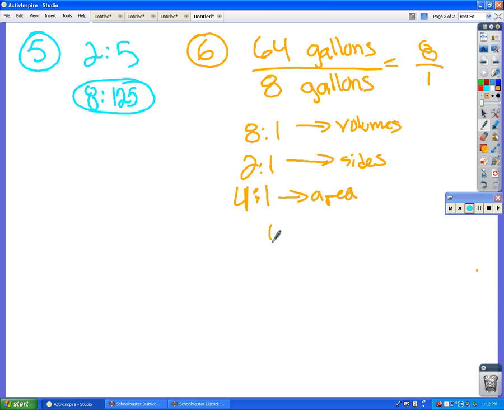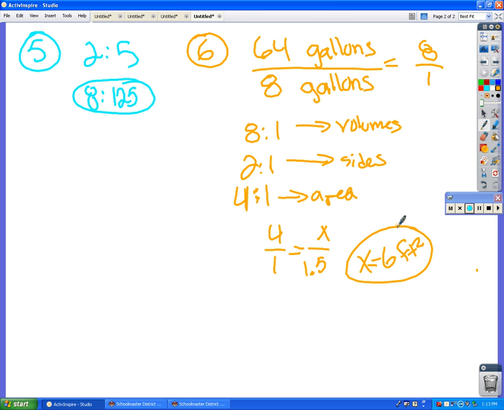Okay, so the ratio of the areas is 4 to 1. So that's going to tell us to set up a little proportion. It says if a 1.5 square foot cover fits on the smaller tank, so does my X go on the top or the bottom? Top, because I know the smaller tank is 1.5, so I'm trying to find the surface area for a cover of the bigger one. Cross multiply and divide, and X equals 6 square feet.